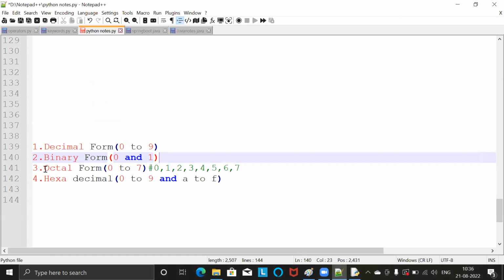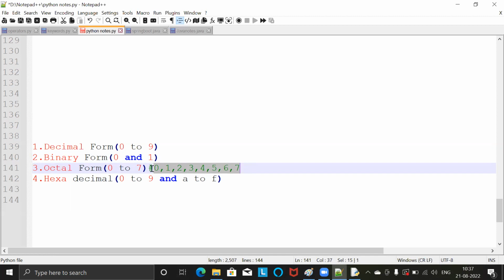And next one is octal form. Octal form accepts 0 to 7. Octa means 8, right? So it accepts the first 8 digits, including 0 also. 0 is also a number. So 0, 1, 2, 3, 4, 5, 6, 7. Totally 8 numbers.